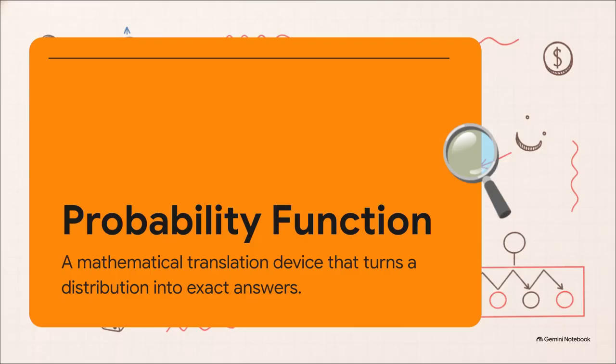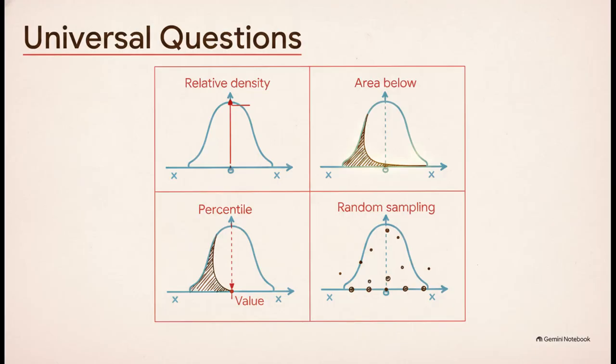So, what actually is a probability function? It's definitely not just some isolated equation you memorize for an exam. Think of it as a mathematical translation device. It takes a raw, messy distribution, like that stack of hospital bills or a tally of market stalls, and it physically translates that shape into exact, actionable answers. And that translation device essentially exists to answer four universal questions.